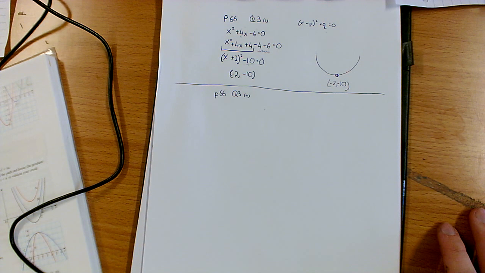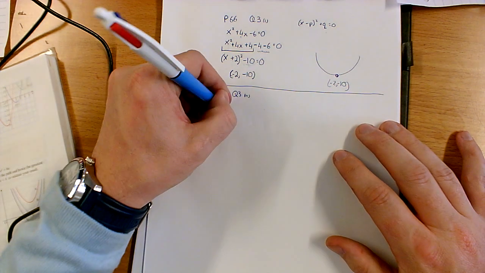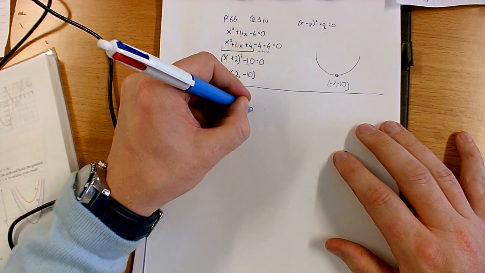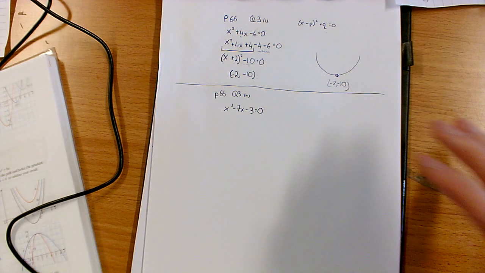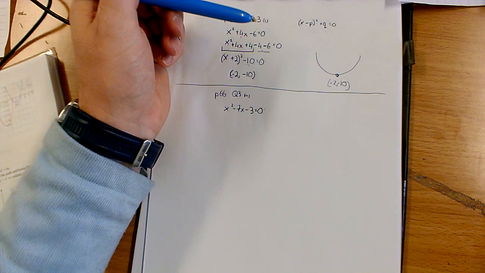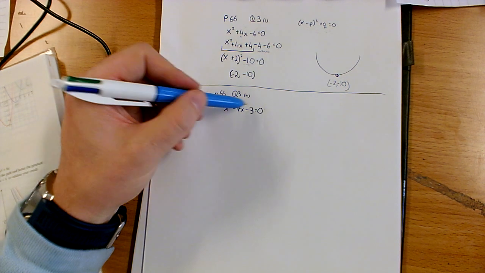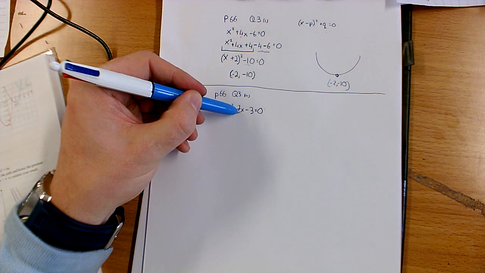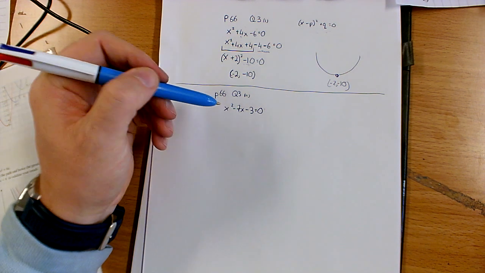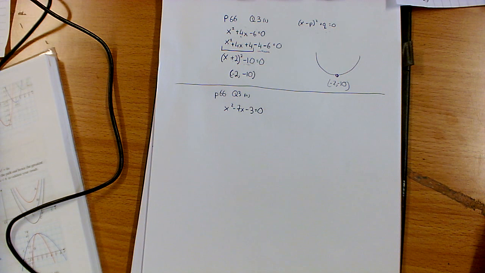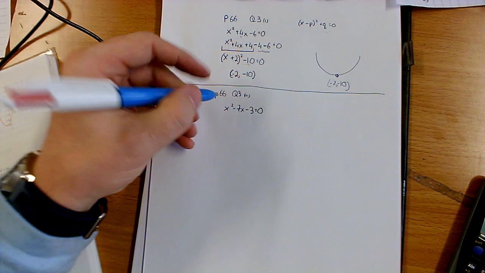Right, next one. x squared minus 7x minus 3 equals 0. And we are asked again to write it in this form. Right, let's go. Not a perfect square, so we're going to have to manipulate it. Half this and then square it. I'm going to need my calculator for this one because there's going to be fractions.